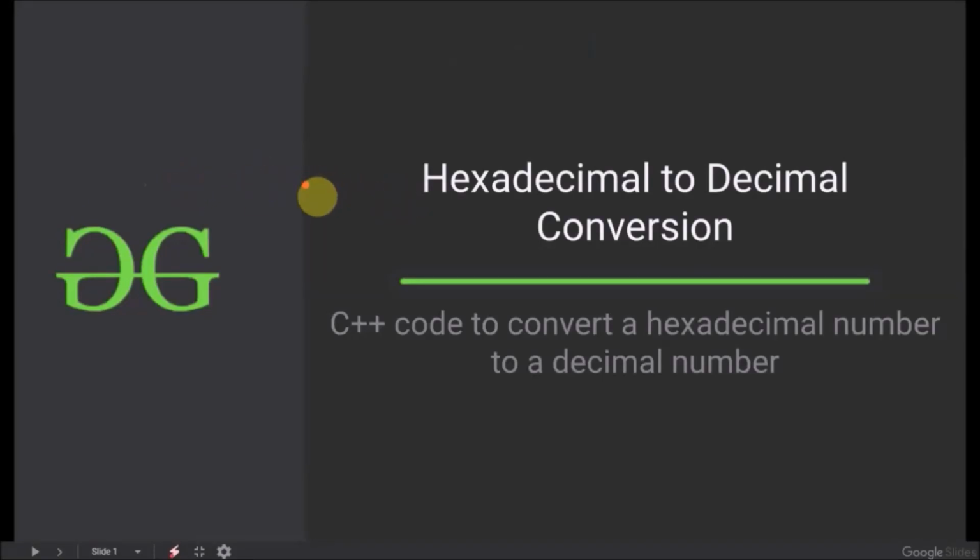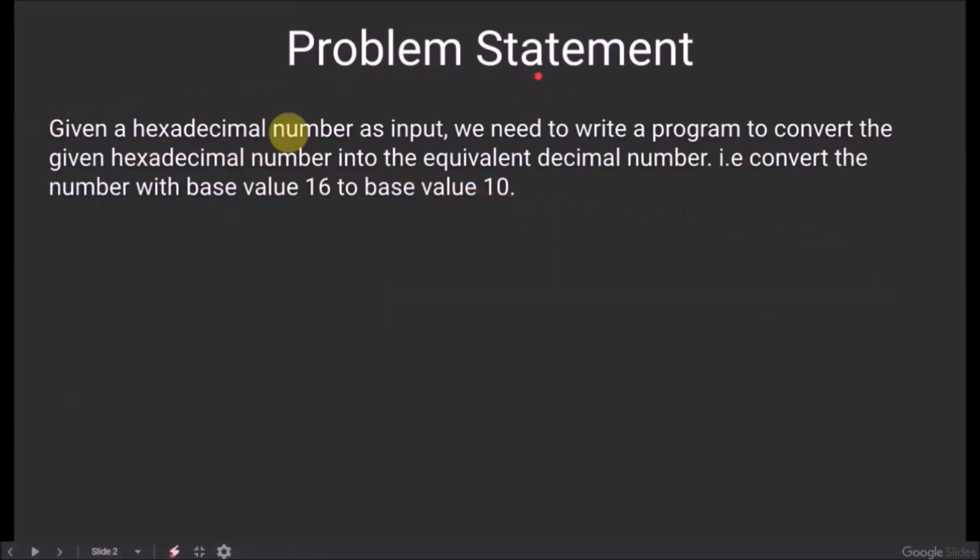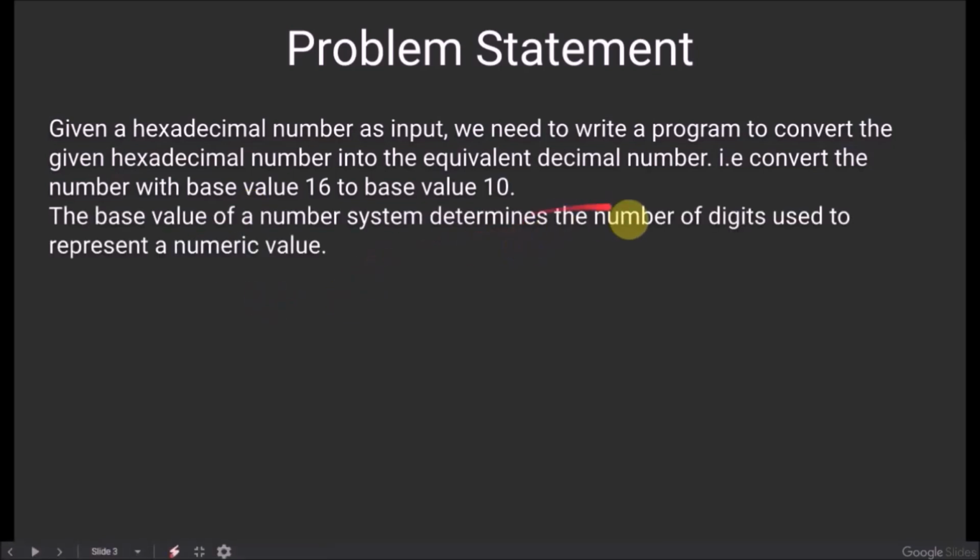In this tutorial, we are going to see how to convert a hexadecimal number to a decimal number. The problem statement is, given a hexadecimal number as input, we need to write a program to convert the given hexadecimal number into the equivalent decimal number. That is, convert the number with base value 16 to base value 10.